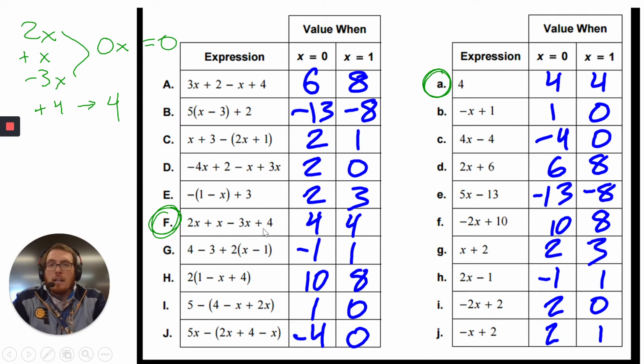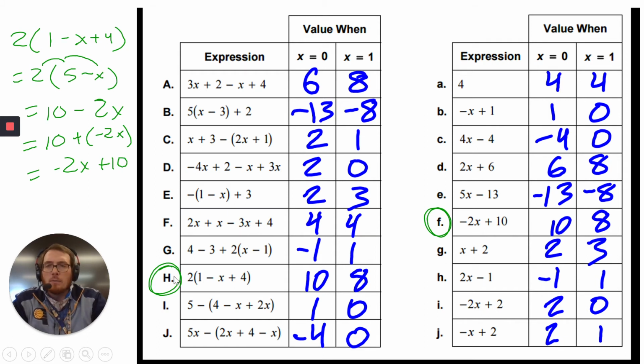The next one, letter F, on this side, the answers are 4 and 4 when I plug in 0 and plug in 1. And on the right side, notice that the answer is 4 for this first row. The reason that works is 2x plus x, so 2 plus 1 more x is 3x. And then 3x minus 3x is 0x. I could write it as 0x, but 0 times anything will be 0, so it just goes away. And so I just have a plus 4. I don't have to write the plus sign if it's just plus 4. I can just write it as 4. So these two things, this letter F here and lowercase letter a, are the same exact expression, just one is simplified compared to the other.